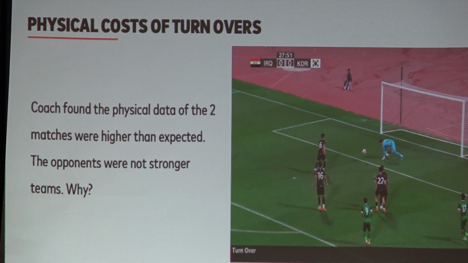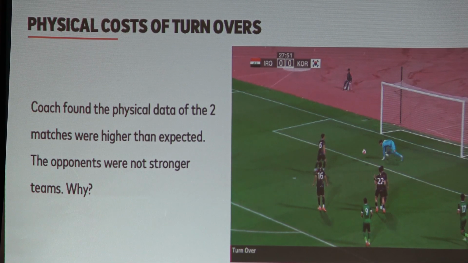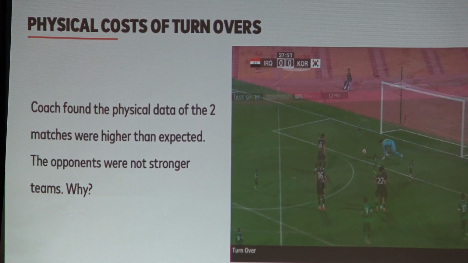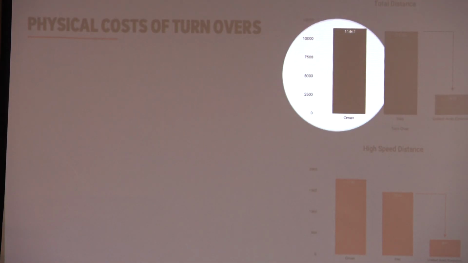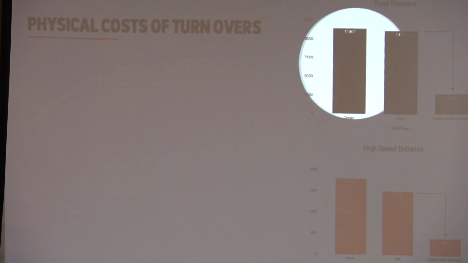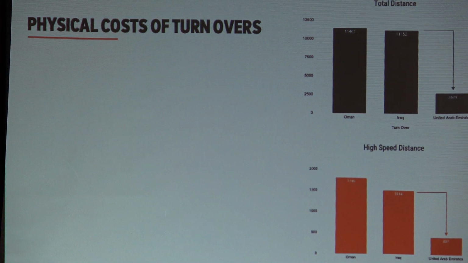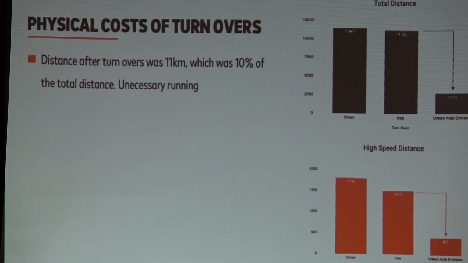So here's what they find. On the top is total distance. For the first 2 games, this is the distance for recovering the ball after the very, very easy, very, very stupid turnovers like that. They had to spend around 10% of their total distance in just recovering the ball.